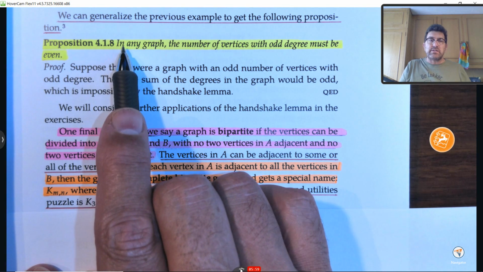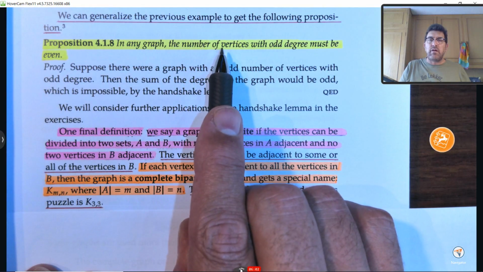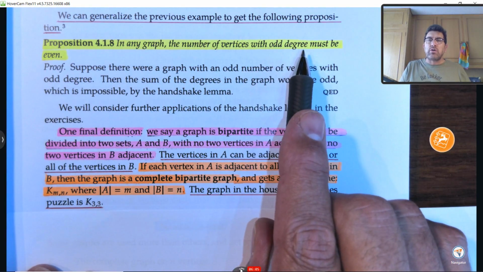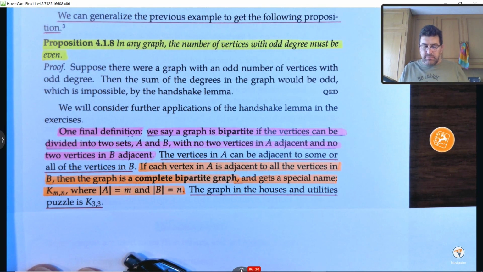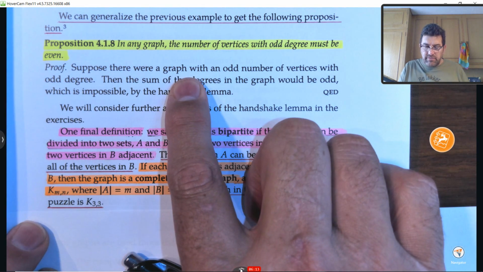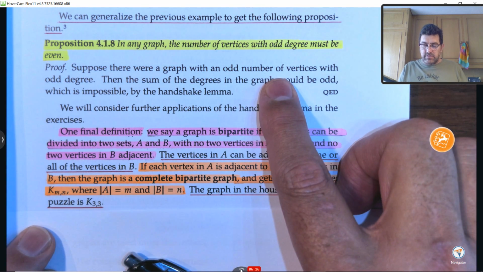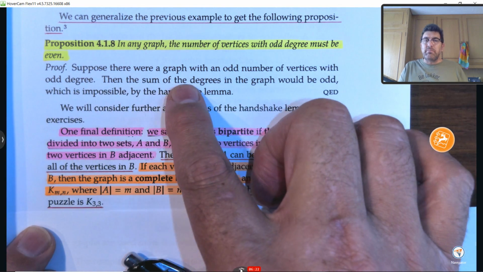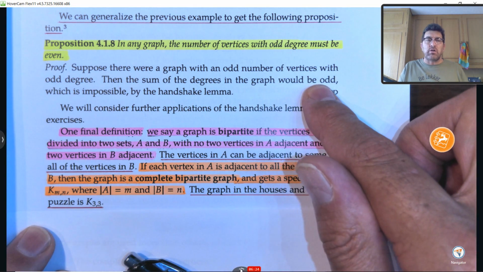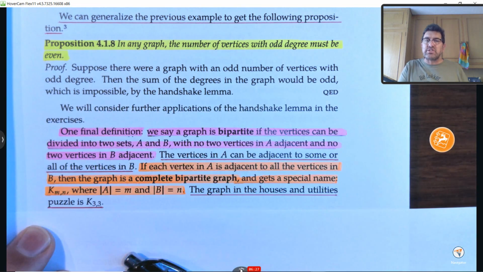Proposition 4.18: In any graph, the number of vertices with odd degree must be even. Now he proves it by arguing the following. He says, suppose there was a graph with an odd number of vertices with odd degree. Then the sum of the degrees in the graph would be odd, which is impossible by the handshake lemma. The sum of the degrees of the vertices has to be even, because every edge is joined to two vertices. Okay, very important.